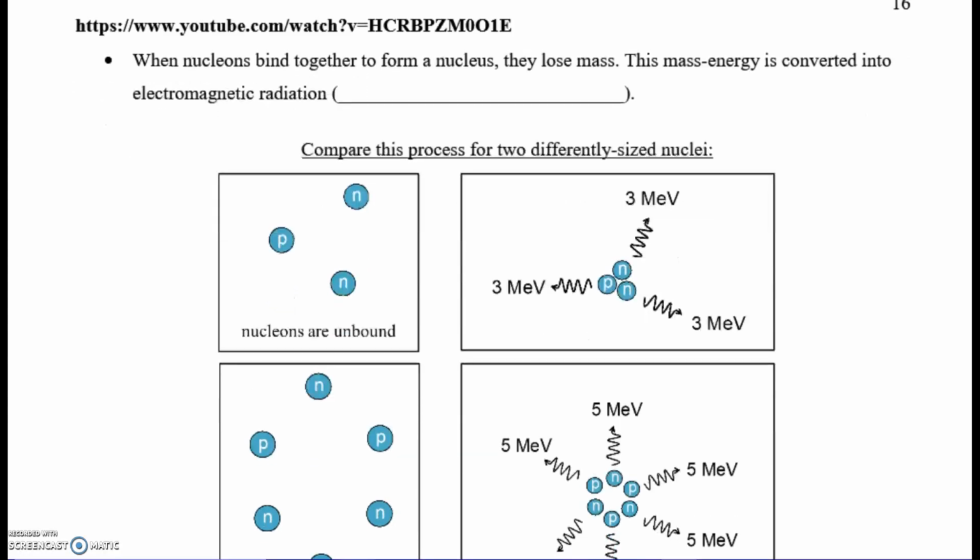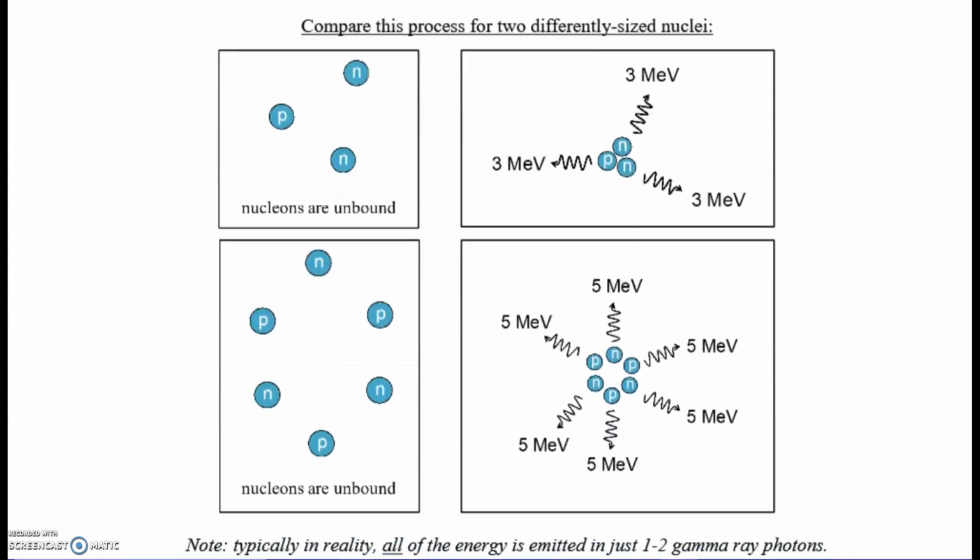Okay, in your notes, turn to page 16 and inspect these two nuclei. Well, you've got proton, neutron, neutron. They bind together, they form a nucleus, and in total, 9 mega electron volts of energy is lost.